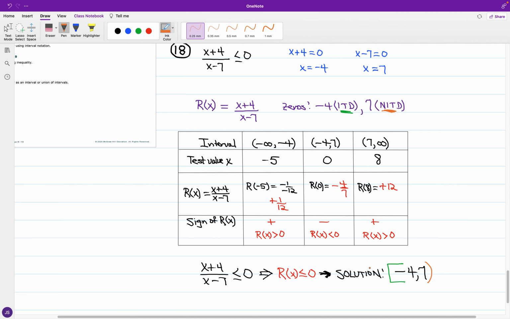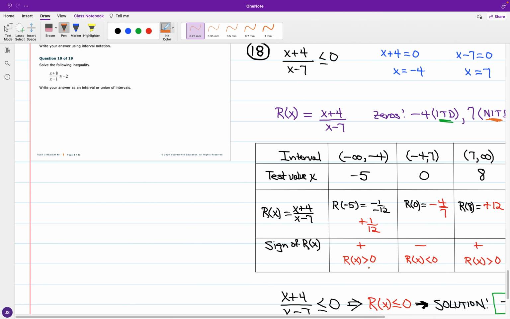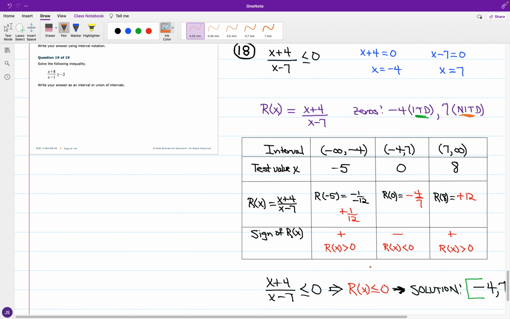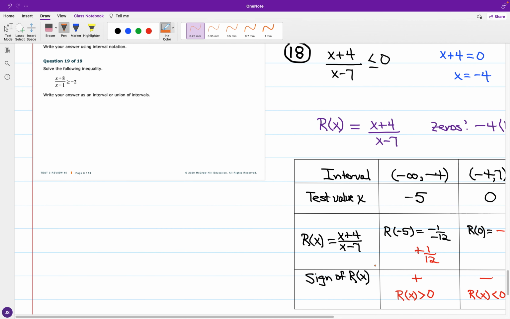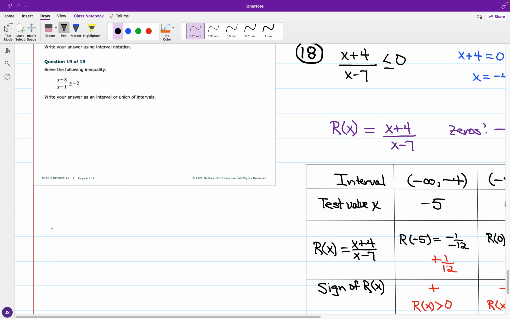All right, now where we have a comparison inequality, for number 19, we have x plus 8 all over x minus 1 is greater than or equal to -2. And it says to write your answer as an interval or a union of intervals.